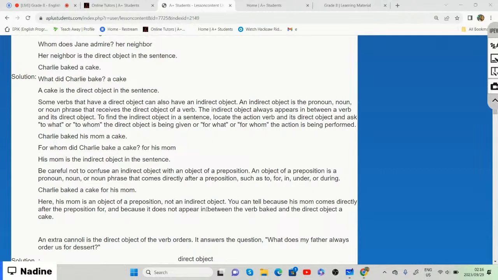For example, Charlie baked a cake for his mom. So basically, his mom is an object of a preposition, not an indirect object, because his mom is after the preposition. And you can tell this because his mom comes directly after the preposition for, and because it does not appear in between the verb baked and the direct object cake.